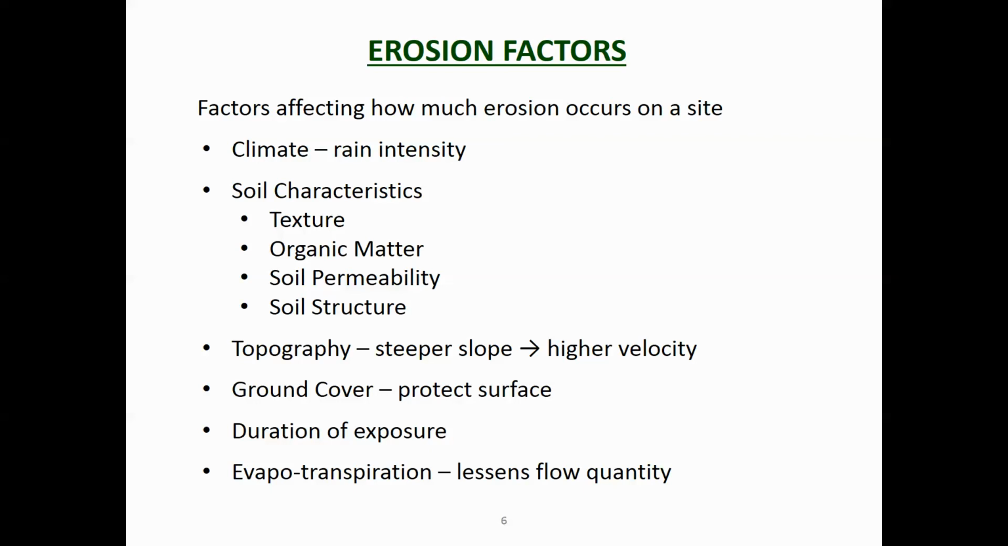The topography, that's the slope of the land. A steeper slope obviously allows the water to flow at higher velocity. A higher velocity is more energy. More energy means that it can erode more. If there's ground cover, then that ground cover will take some of the force off those raindrops and will lessen the erosion. So as we see later on, we mulch, we put coverings over the top of it to try to protect it. The duration of the exposure, that is how long it's exposed for.